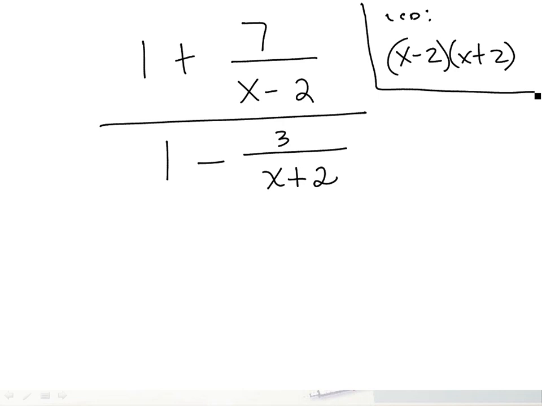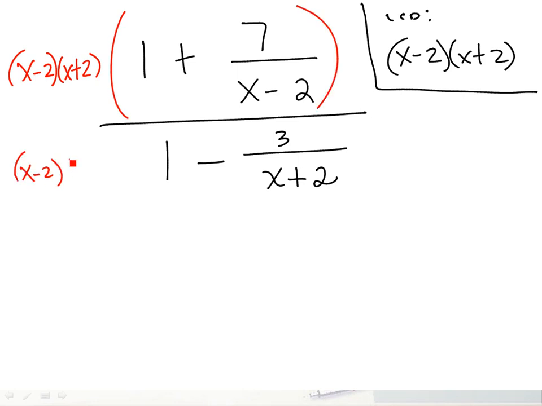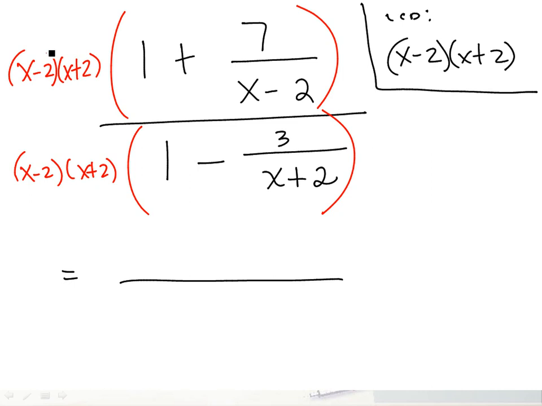So what I'm going to do is multiply top and bottom by x plus 2 times x minus 2, or x minus 2 times x plus 2. Same thing. And see what happens. Okay, so if we multiply x minus 2 times x plus 2, we get x minus 2 times x plus 2.